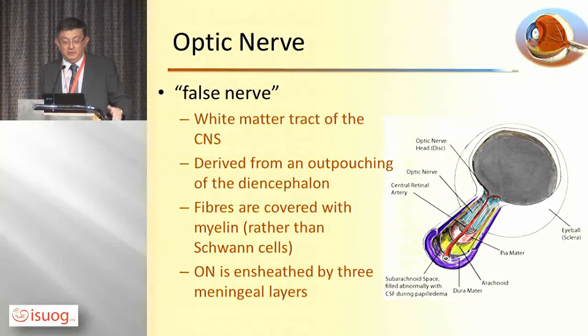When we speak about the optic nerve, actually it's not a nerve, it's a false nerve. Actually, the optic nerve is white matter. It's a white matter tract that goes out from the CNS. It is derived from the outpouching of the encephalon. The fibers are covered by myelin instead of being covered by Schwann cells. And the optic nerve is sheathed by meninges. So actually, it's the only portion of the brain that is outside the brain.